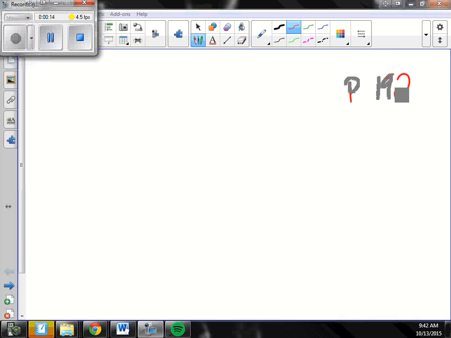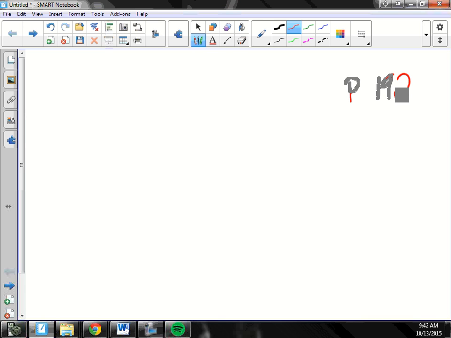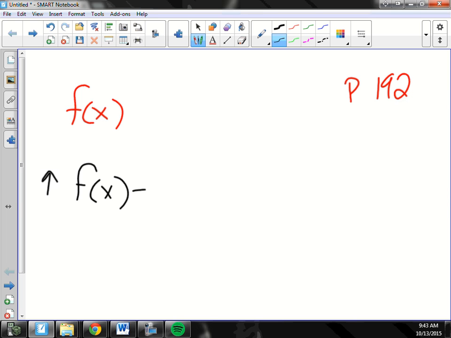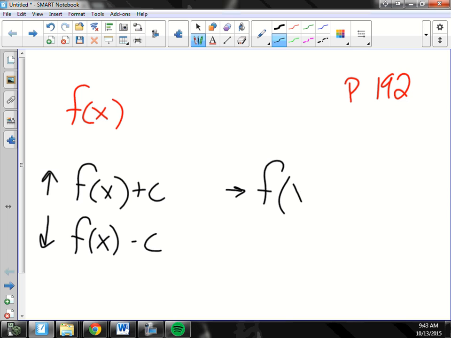So I'm actually not going to show this to start. If I had the function f of x, how do I shift that function up? F of x plus some constant, whatever it is. How do you move that function down? F of x minus a constant. Okay? How do you move that function to the right? F of x minus c, like that. If you subtract on the inside, then it's going to move to the right.